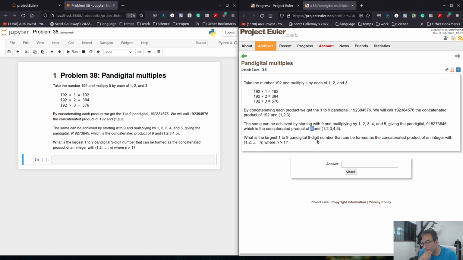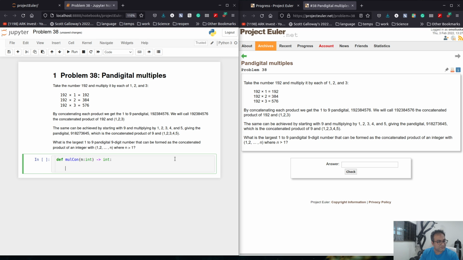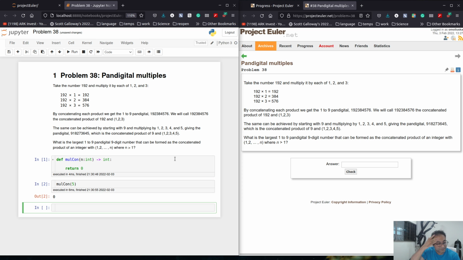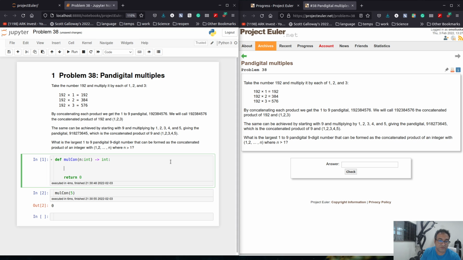So we can write a couple of functions and then figure out how to solve this problem. The first function we have to write is a function that takes a number and gives us something that is the closest thing to a pan-digital number. So let's try that. We'll call it multiply concatenate. It takes a number n, which is an integer, and it's going to give an integer. It's going to start multiplying.